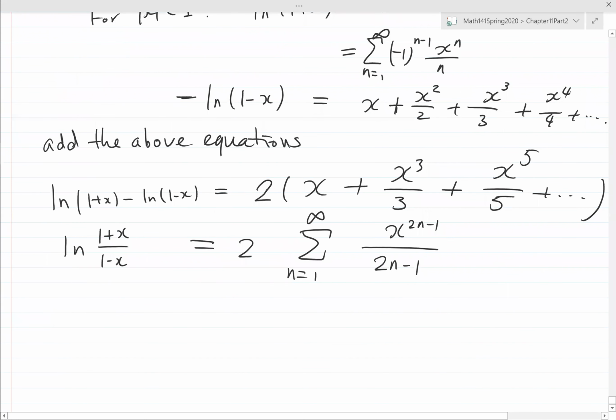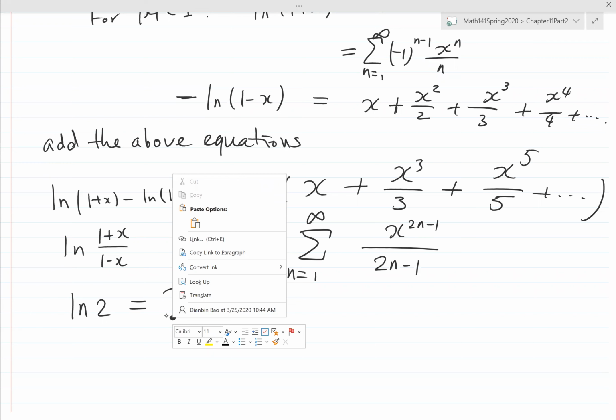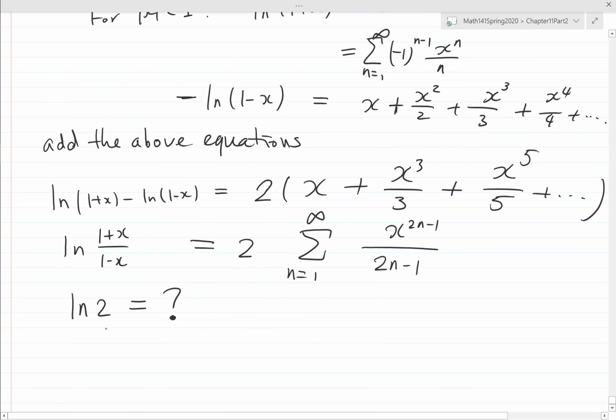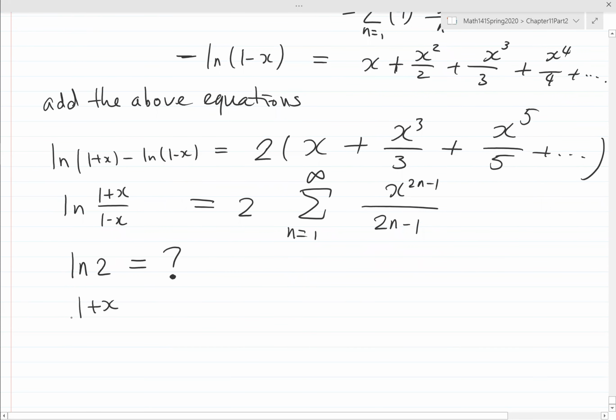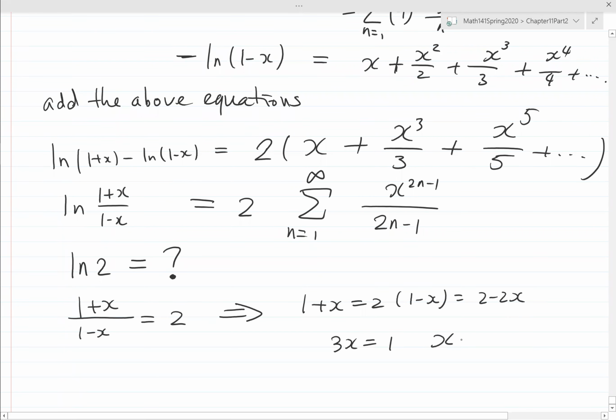Now, we often use this power series to compute a series that converges fast to ln 2. Remember ln 2. When you study radioactive decay material, to determine its half-life, you will use the number ln 2. To solve for ln 2, we take this ratio to be 2. Then we get 1 plus x is twice 1 minus x, which is 2 minus 2x. Then 3x is 1, x is 1/3.